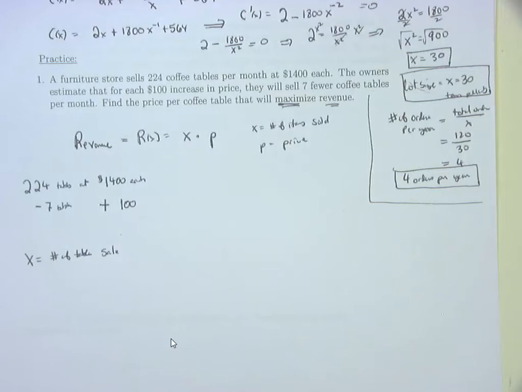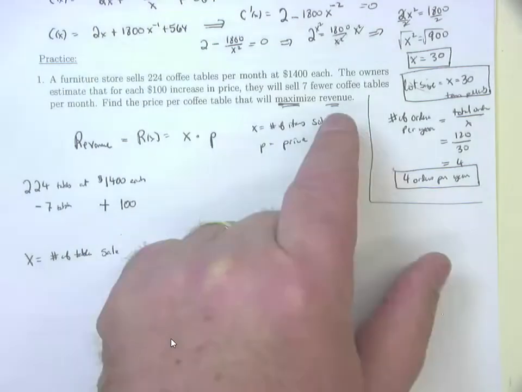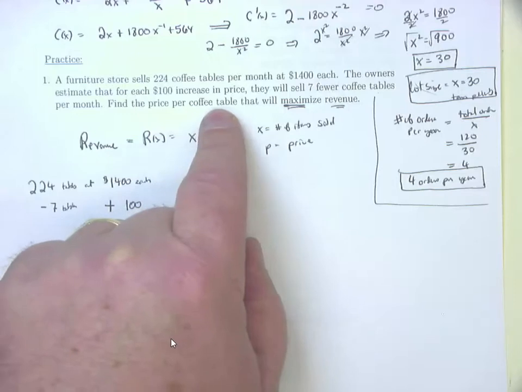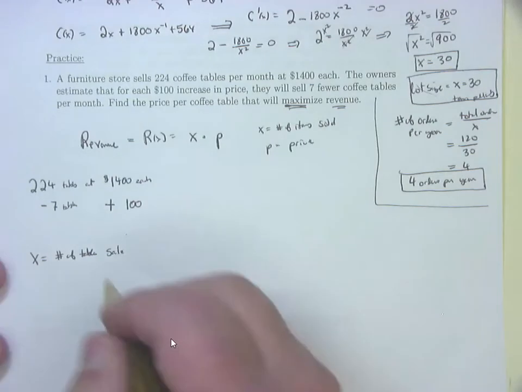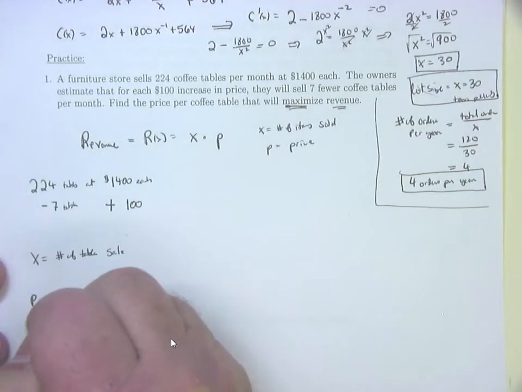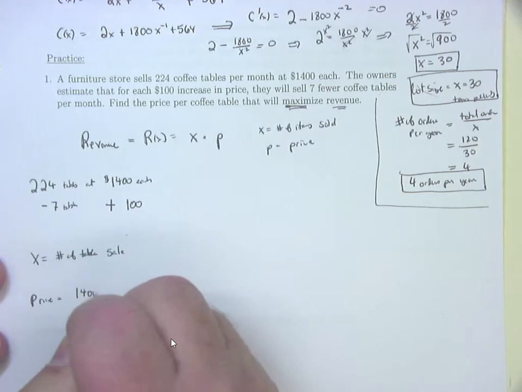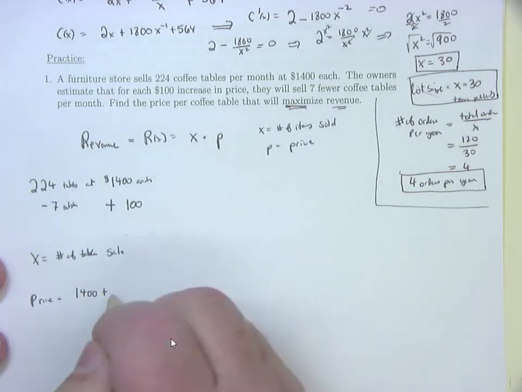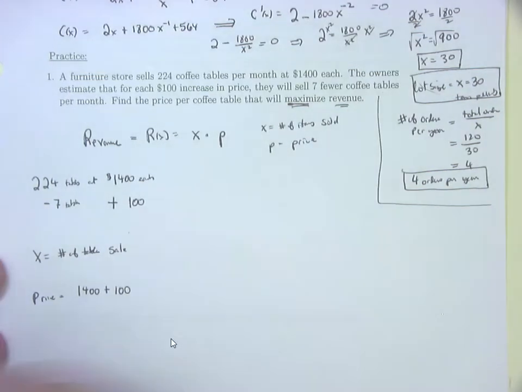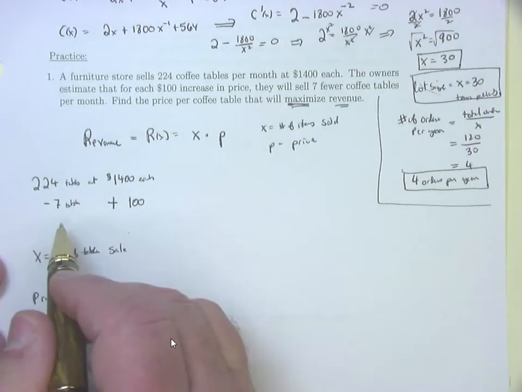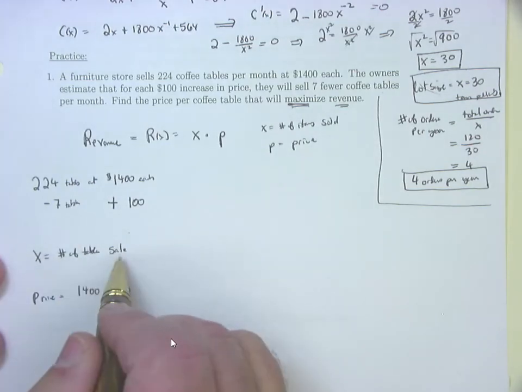Right? So the question is, of course, "find the price for each coffee table that will maximize the revenue." So how are we going to get the price? What is the price of my coffee table? It is $1,400 plus 100 times, well, what does X stand for? Got to make sure you use the right variable. X is going to be the number of coffee tables I sell.